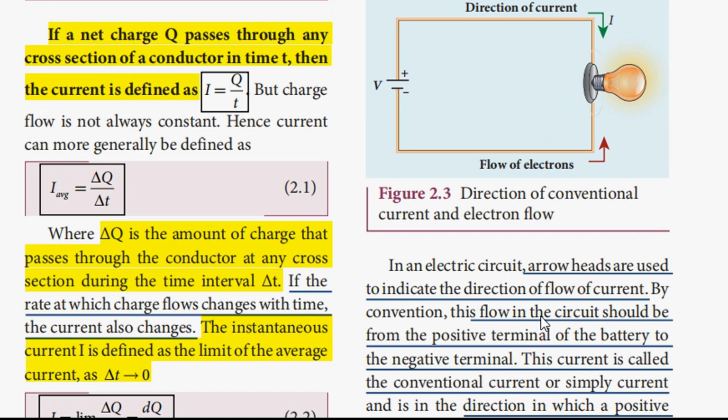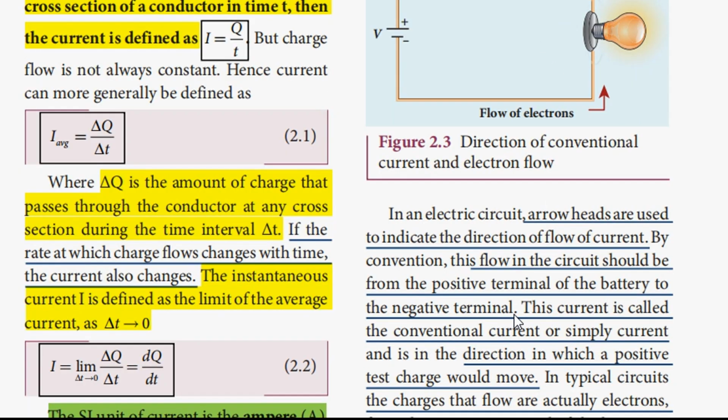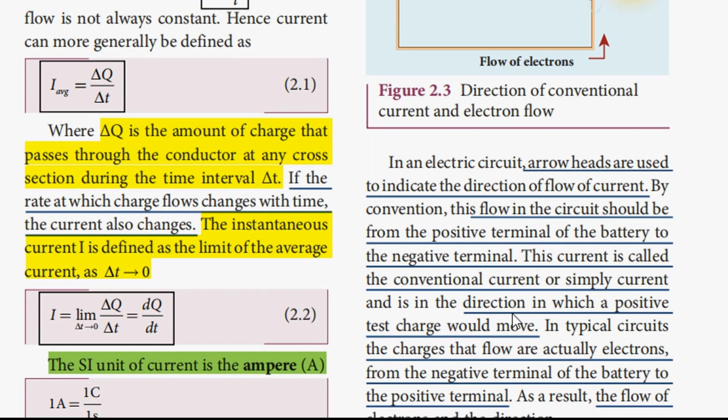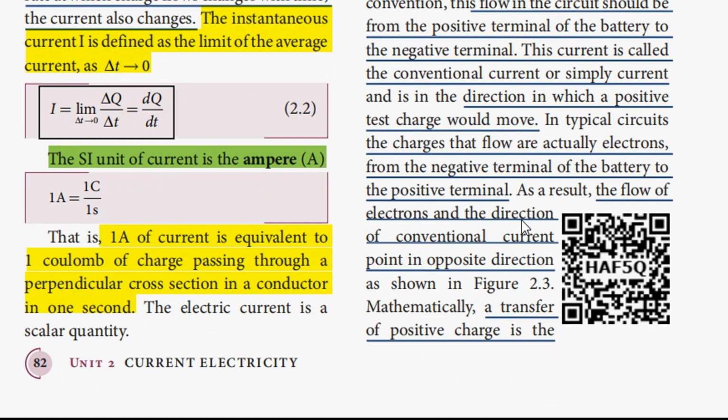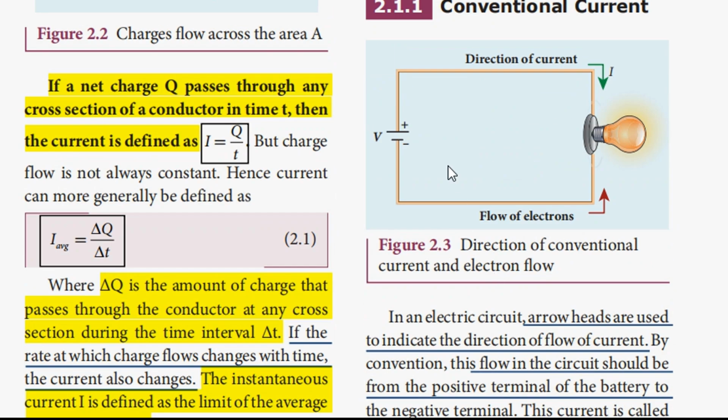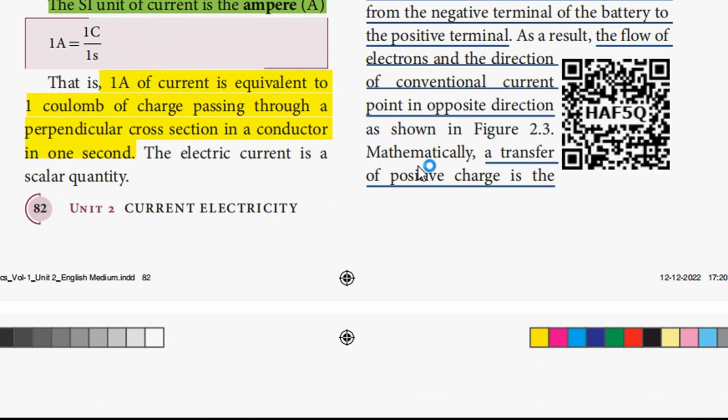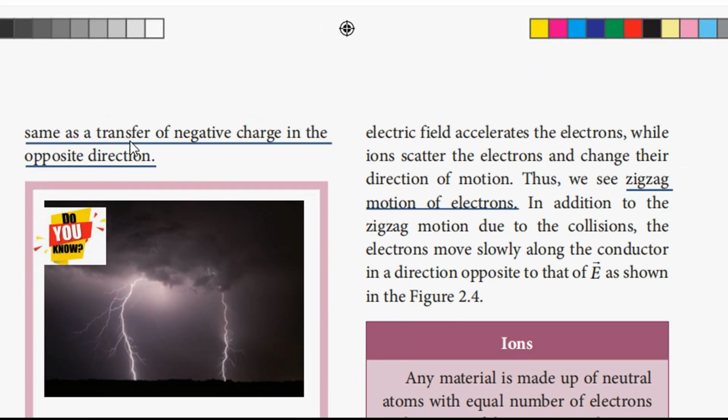By convention this flow in the circuit should be from the positive terminal of the battery through the circuit to the negative terminal of the battery. So this current is called the conventional current, or simply the current, in the direction in which a positive test charge would move. In typical circuits, the charges that flow are actually electrons, from the negative terminal of the battery to the positive terminal. As a result, the flow of electrons and the direction of conventional current point in opposite directions, as shown in this figure. Mathematically, a transfer of positive charge is the same as a transfer of negative charge in the opposite direction.